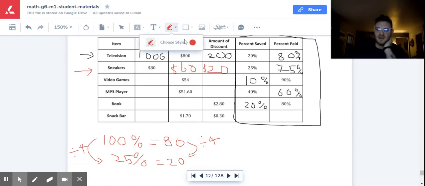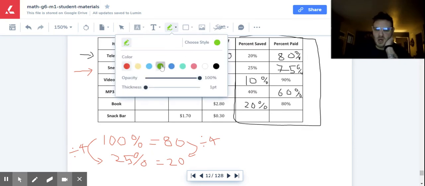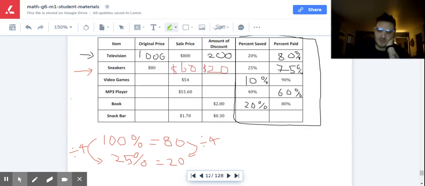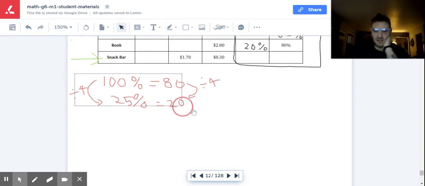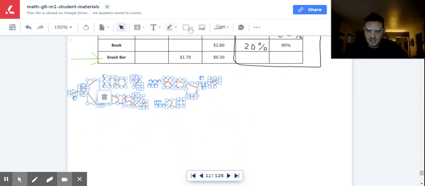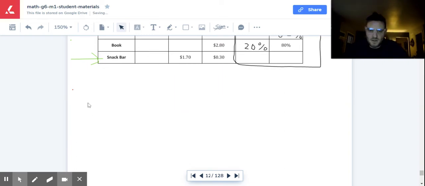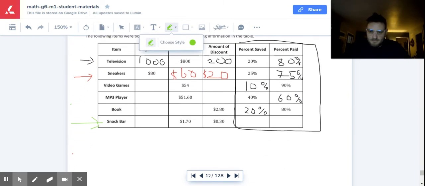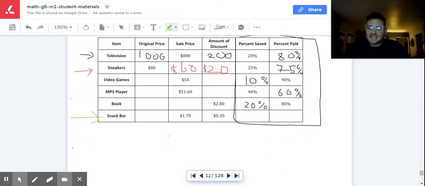Okay, we are going to skip video games. You have to do video games. We're going to skip the MP3 player and the book. We're going to do the snack bar together. So let me get rid of this just for clearness. Boom. All right. So it has decimals, which is why it's going to be a little bit hard, but you can use this for the MP3 player.